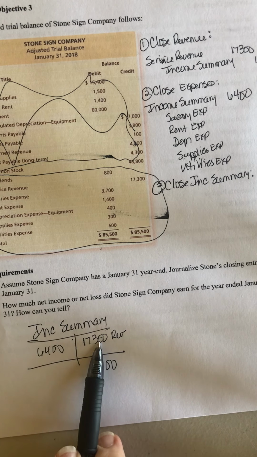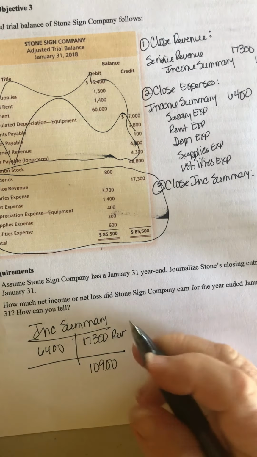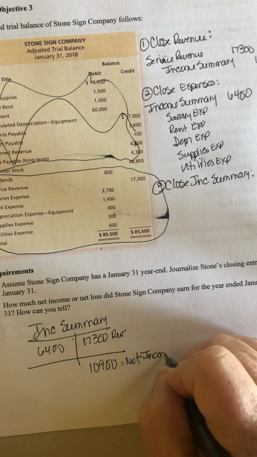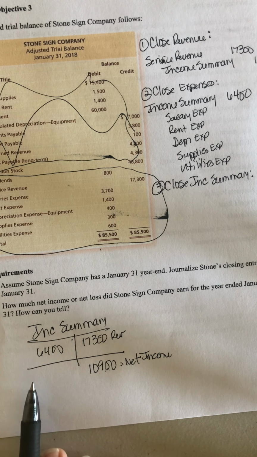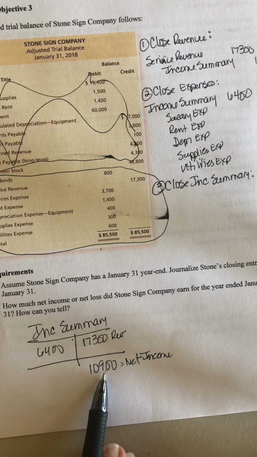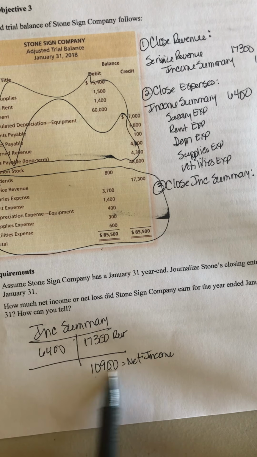So this is revenue minus expenses, which is equal to your net income. They had net income because the revenue was greater than the expenses. If it ends up over here on the debit side, then you would have a net loss. Net income increases retained earnings. This income summary right now has a credit balance.